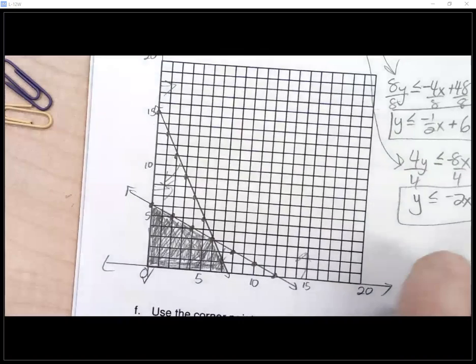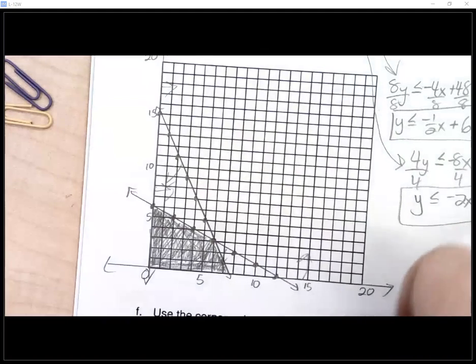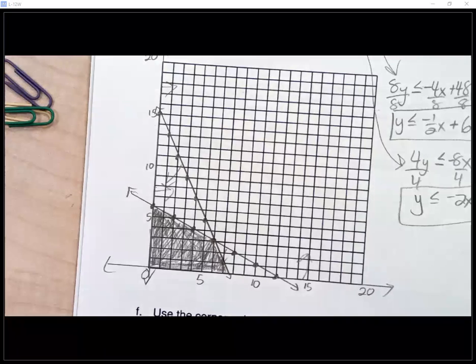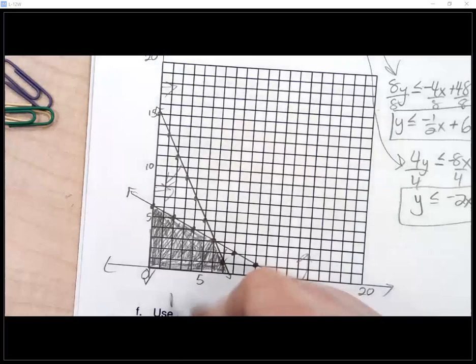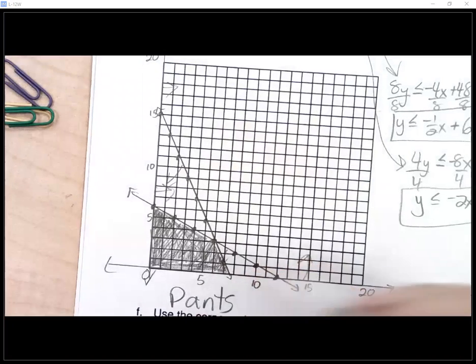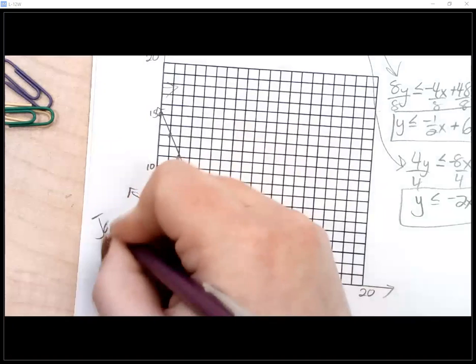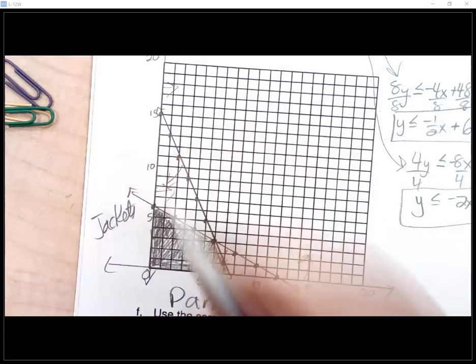Wait like 2 minutes, because there's a very important piece of the conversation that we have to have. Okay. So also, let me label my 2 sides. X was pants, right? So we have pants on this axis and jackets on the side. So these are all of my different combinations, right?